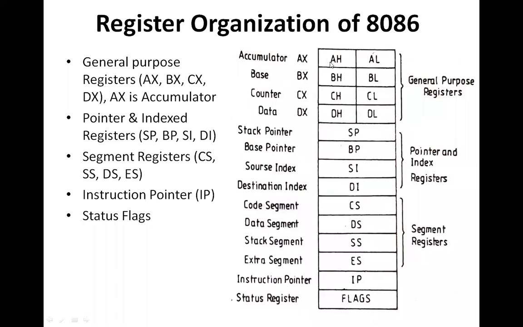If we want to store 16-bit information, we will be calling it as AX, BX, CX, and DX. If it is used to store 8-bit information, then AH, AL, BH, BL, CH, CL, and DH, DL. So only 4 16-bit registers are used as a general purpose register. The functionality of accumulator is very much similar to the functionality of accumulator in 8085.